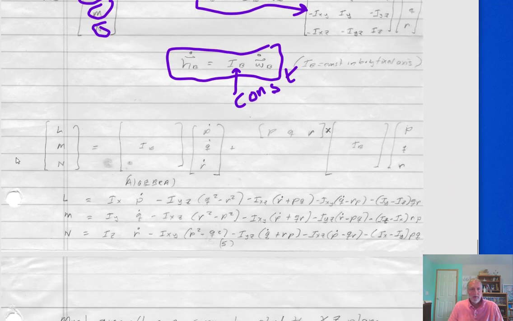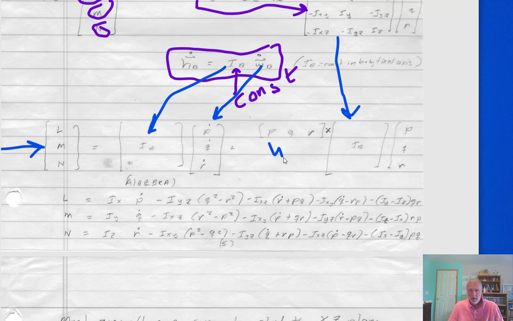Alright, so here's the whole thing that we need to calculate. We plug in L, M, and N on the left, that's the sum of the moments. Here's the matrix here. This is omega dot. And then we have to calculate this thing here. It's omega cross I times omega.